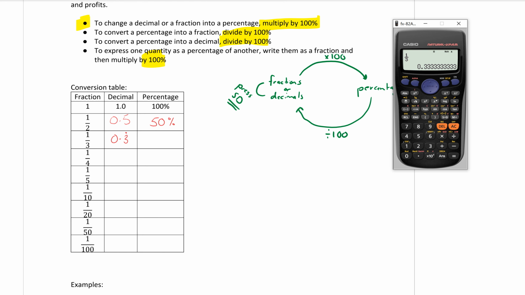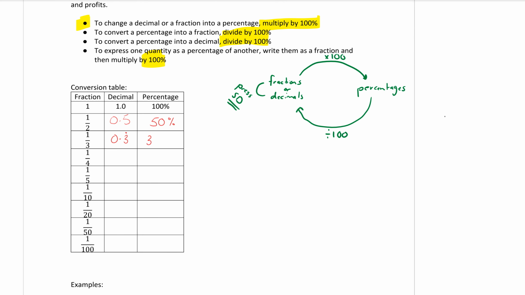Using my diagram, I've got a decimal now. How do I get to a percentage? Times by 100, equals. Okay, it's giving me a fraction. That's a bit strange. I don't really want a fraction, so I press my SD button. Okay, 33.33333 or 33.3 with a dot, percentage.